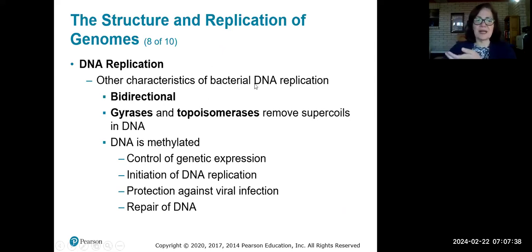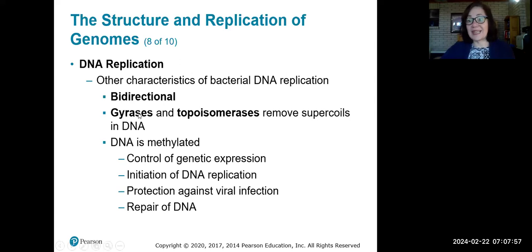The characteristics of bacterial DNA replication, saying here bidirectional, this is not a huge surprise. It happens in eukaryotic DNA replication also. You get this origin of replication, the bubble pulls open, and then you get replication in both directions.